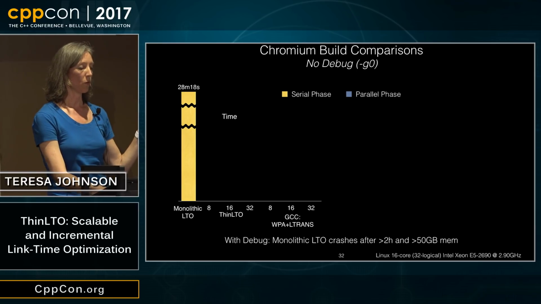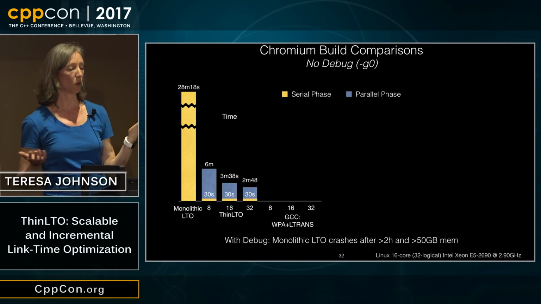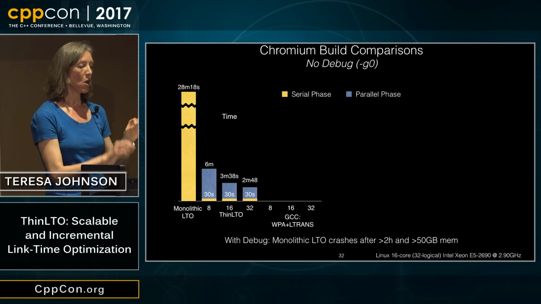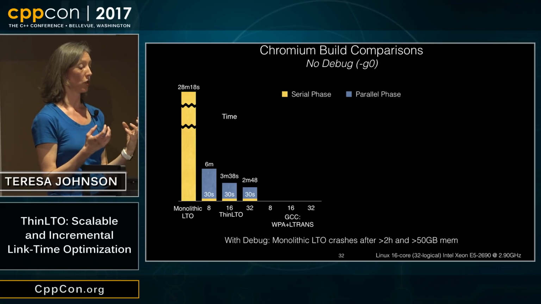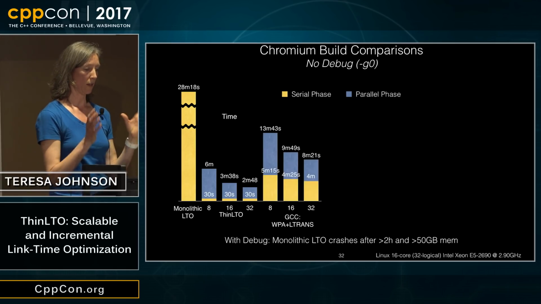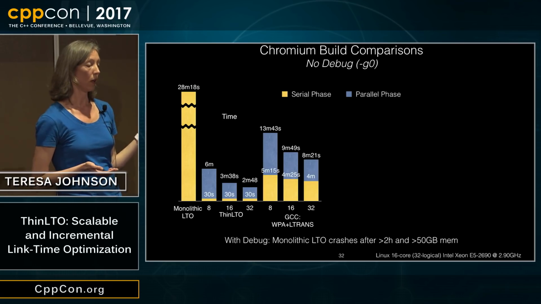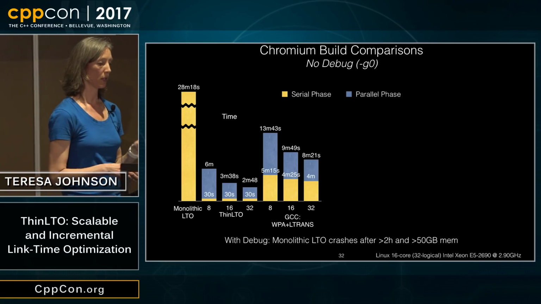For ThinLTO, I'm going to show numbers for increasing backend parallelism. The thin link, of course, is not affected by this and remains the same. As expected, the parallel time goes down as you increase the number of threads you can run in parallel. For GCC, when you increase the number of threads, you're increasing the number of partitions that you're dividing the IR into. GCC is actually doing a pretty good job. It's much faster than LLVM's LTO, and the time does decrease as you increase the number of partitions.